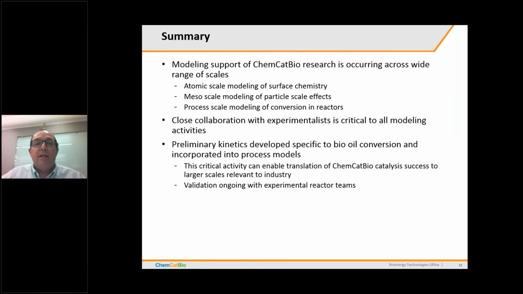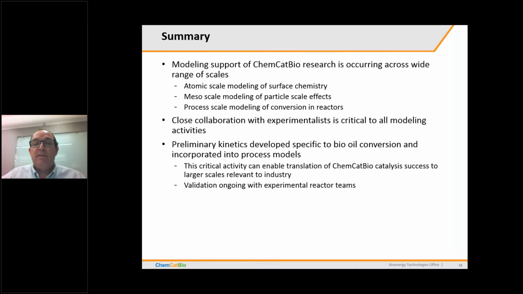So just to summarize, I'd like to point out that the modeling that we do in this program is very much in support of ChemCatBio. We see ourselves as an enabler of success in the innovation of new catalysts, and also in understanding the phenomena that can lead to getting those catalysts working in true processes that would be of interest to the bioenergy industry. As you saw, we've got activities that cover a very wide range of scale. Sienna talked about the atomic scale modeling, Peter talked about the mesoscale, and then I followed up with our activities at the process scale.